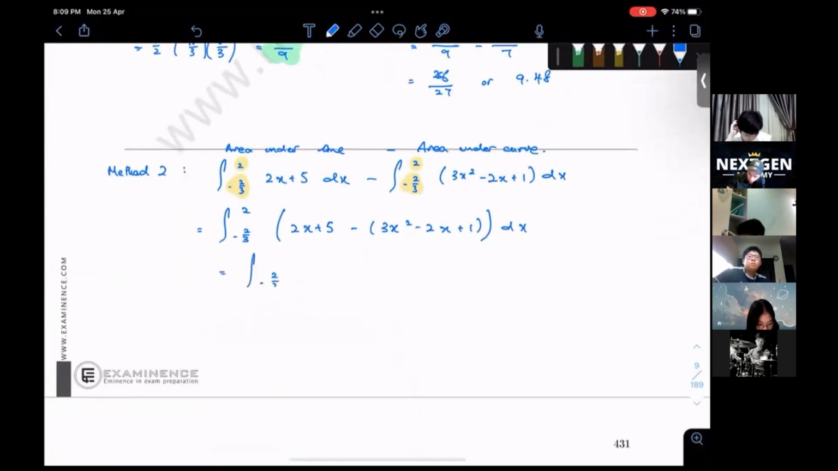Okay, I won't go calculate the whole thing, but the equation will be this: -3x squared, plus 4x, 5 minus 1 will be plus 4. Okay, y'all can go and try.